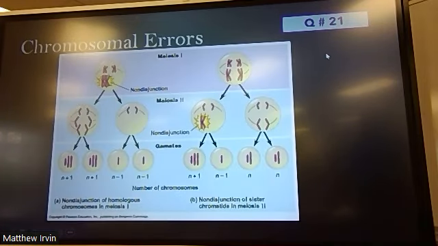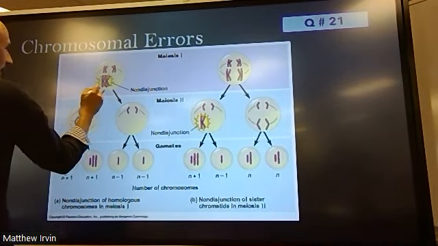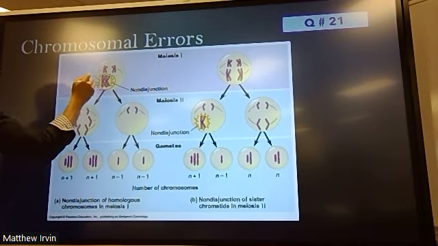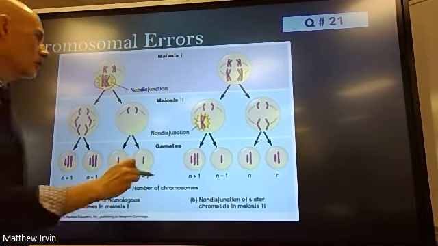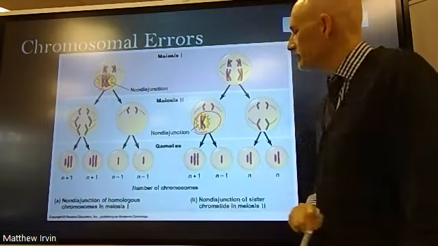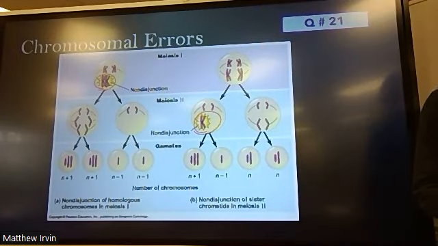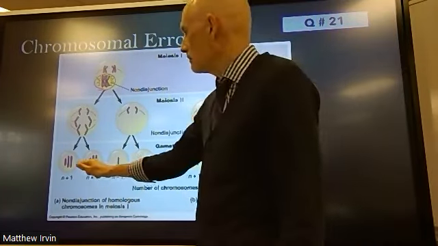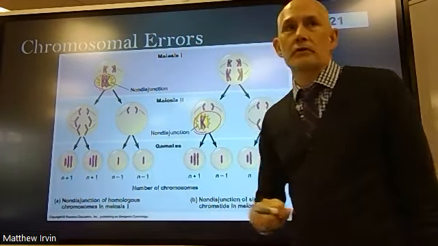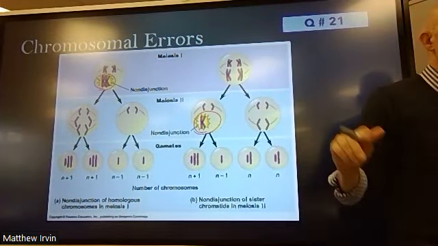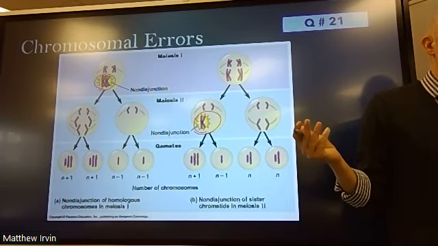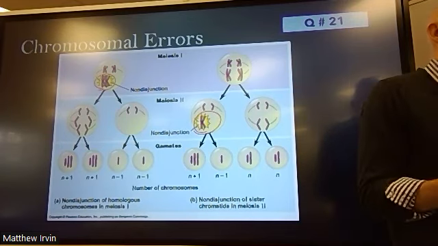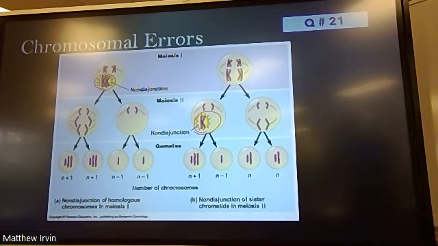Chromosomal errors. So these are non-disjunctions. What we see is we either have the homologous chromosomes not separating properly, or we have the sister chromatids not separating properly. And this results in incorrect numbers of chromosomes. And what's our most known example of non-disjunction? The answer to that was trisomy 21, for the recording.